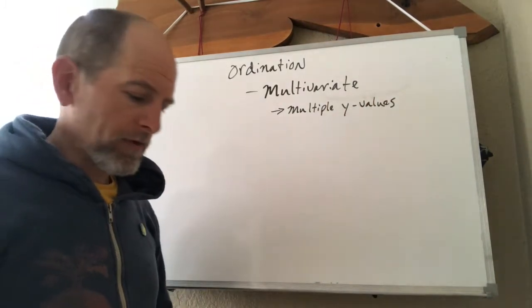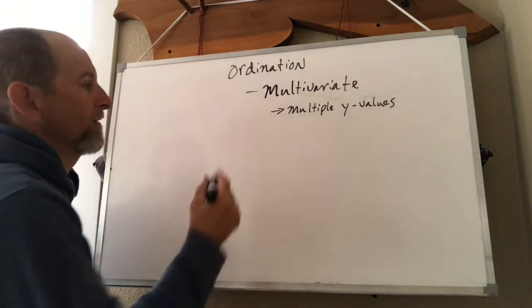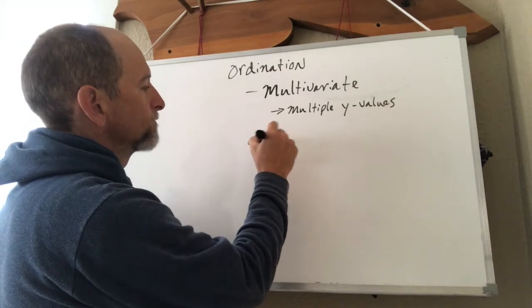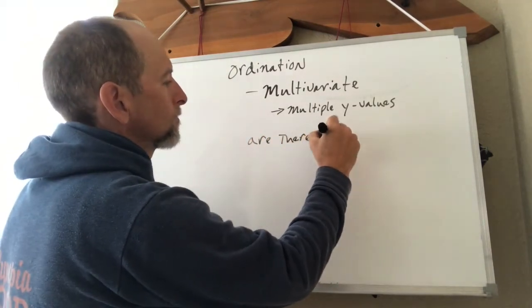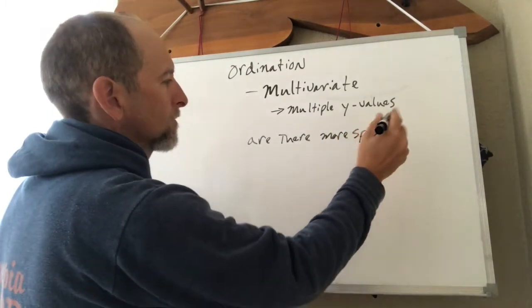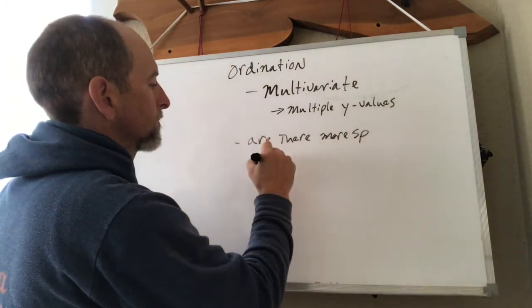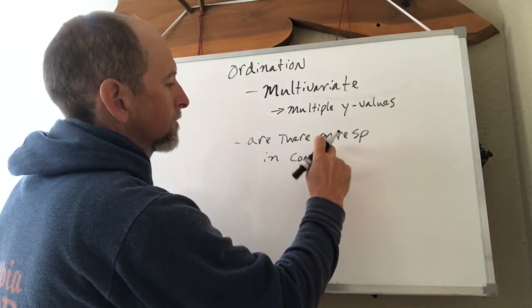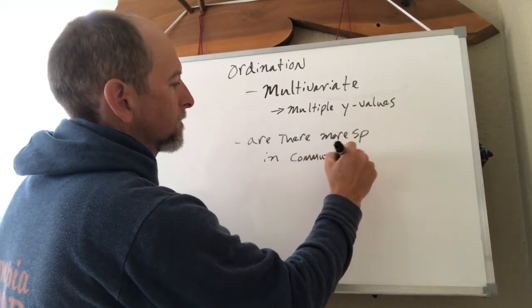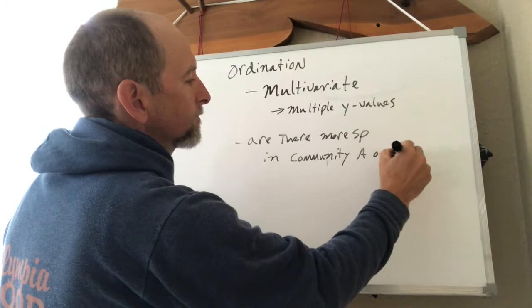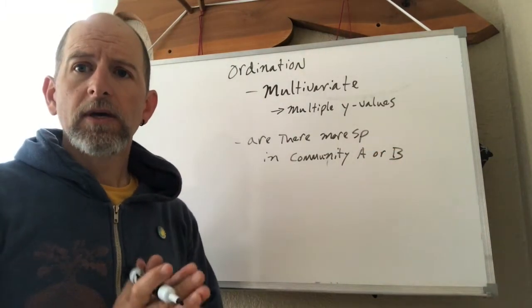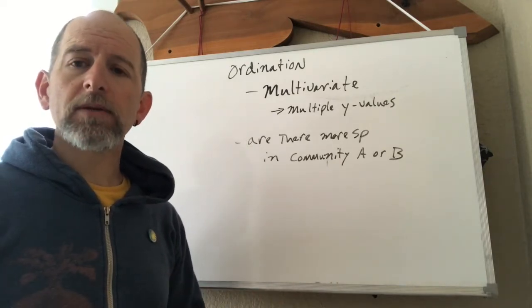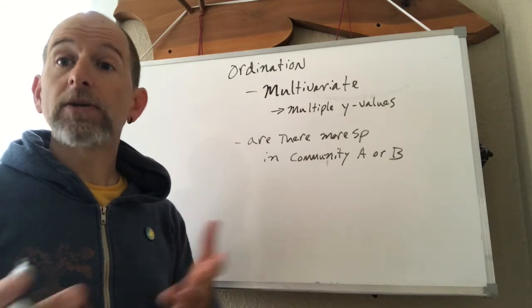So in the past, when you've asked questions about communities, you may have asked questions like, are there more species in community A or B, for example. So if you have two communities, one might have more species than the other. And so you can ask a question from sampling about whether one has greater species richness.